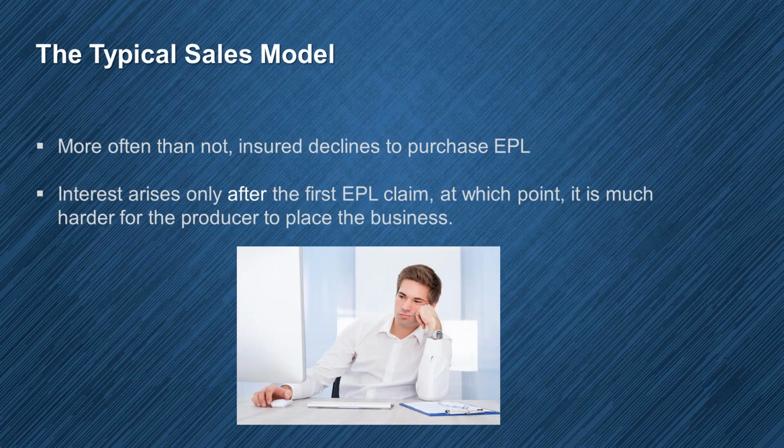So more often than not, based on the items that I just mentioned, the insured declines to purchase EPL, and then the interest only arises after they've had their first claim, at which point it's a lot harder to place. It's going to be more expensive, so it's really important that you're selling the coverage before that first claim comes in.